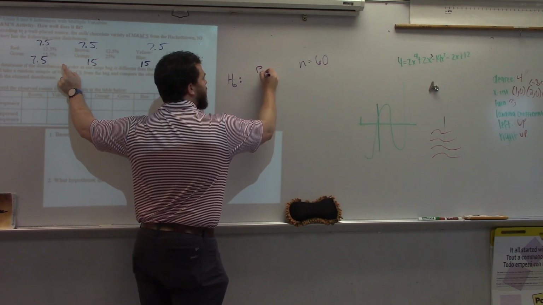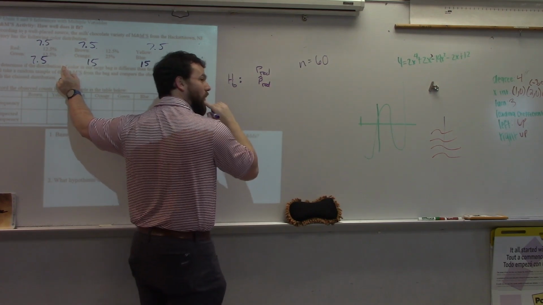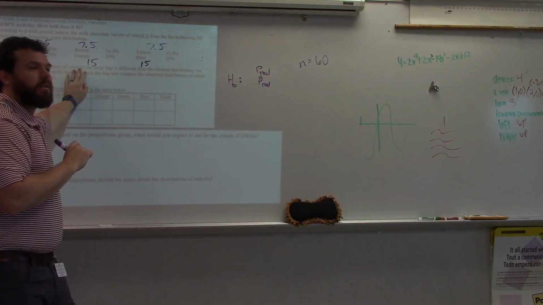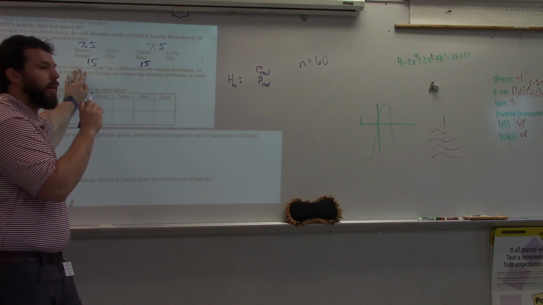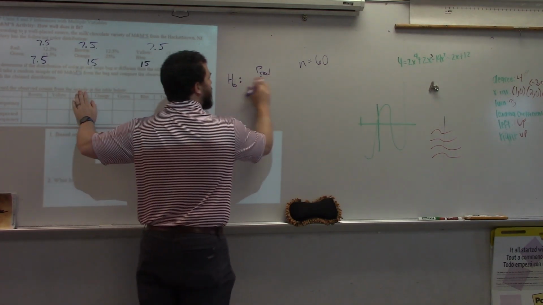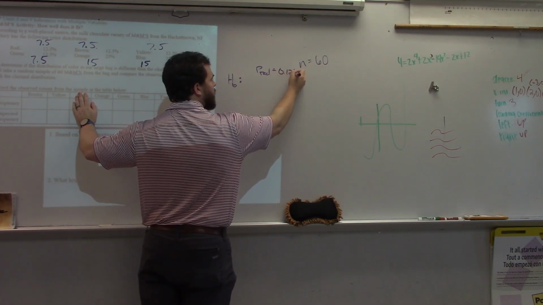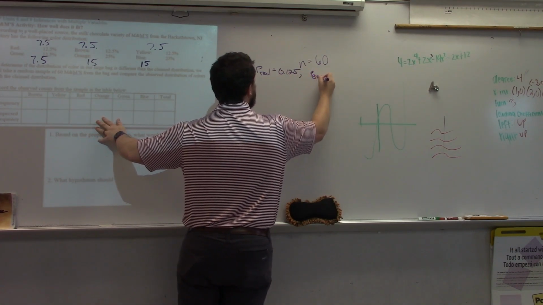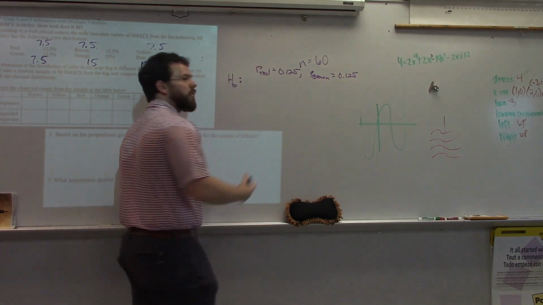First off, should I say P red or P hat red? P red, because it's a hypothesis test, so I'm not talking about the sample, I'm talking about the population. So the P for red should equal 0.125, and then P brown would equal 0.125. Notice I'm converting it to those decimals.